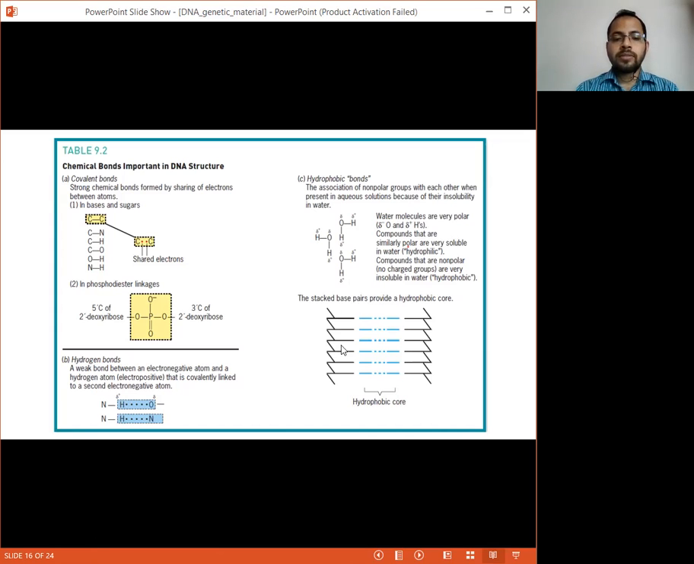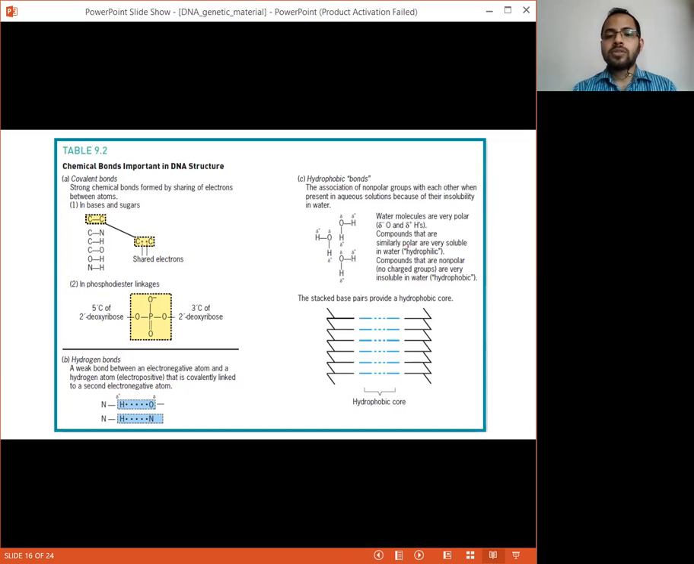Before going to further details, can you tell me what is the backbone of this DNA? Which part is backbone? The phosphate? Only the phosphate? Histone? No, histone is not there in DNA. The ribose sugar, nitrogenous group and the phosphate group? No, the nitrogenous bases are also not in the backbone.